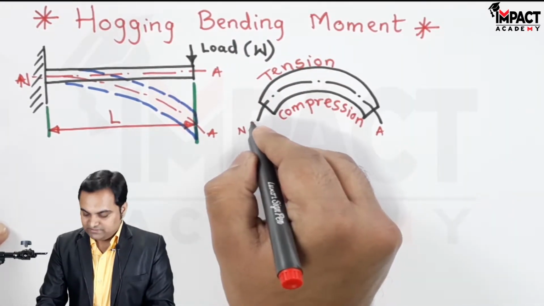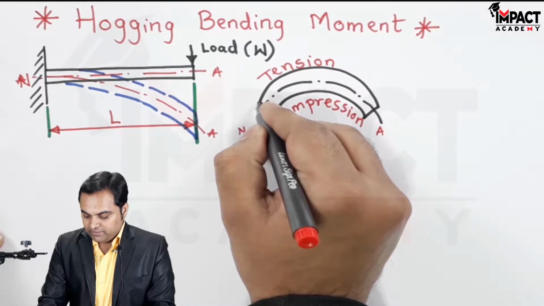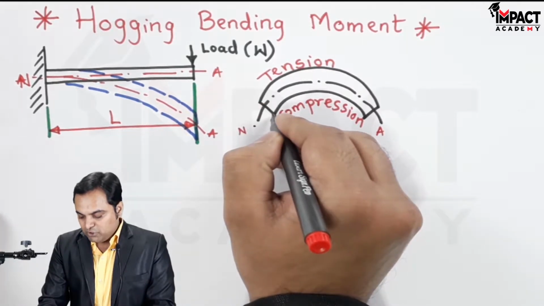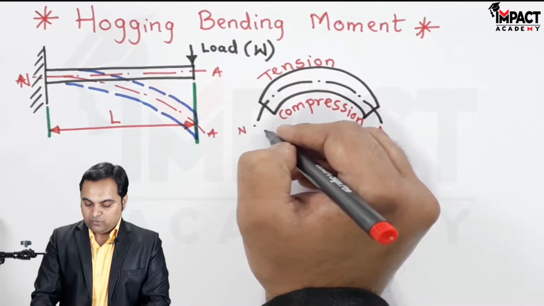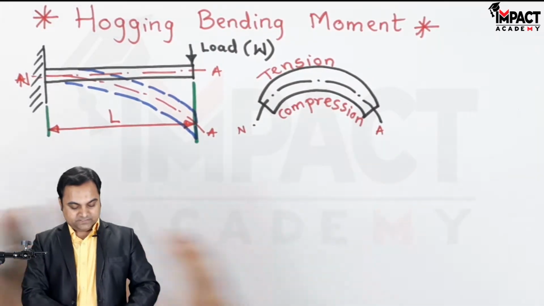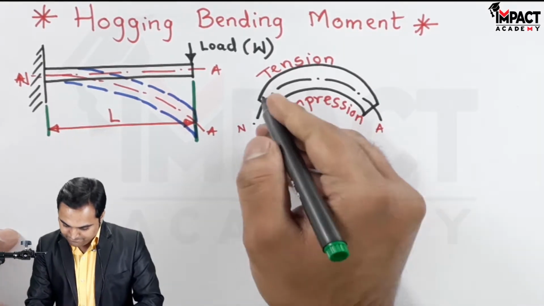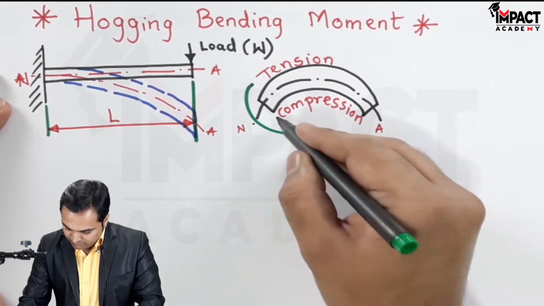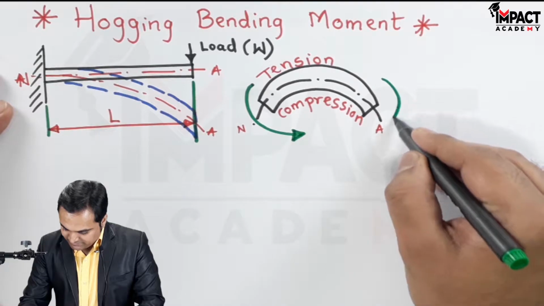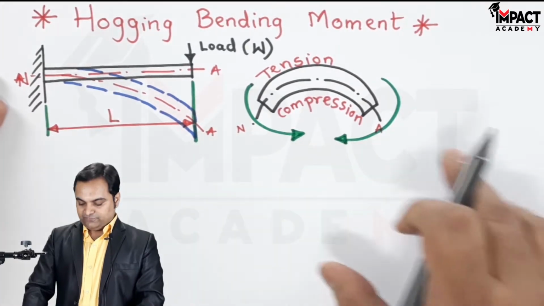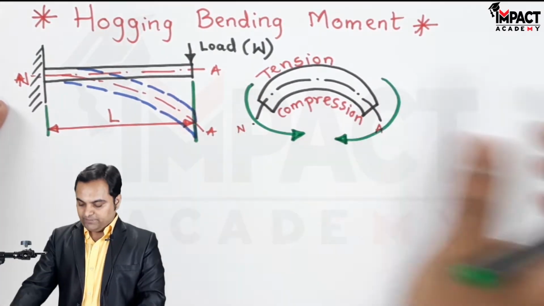So from the neutral axis up to the top, the layers would be denoted by YT, and below the neutral axis would be denoted by YC. And since the bending is in this way, it can be imagined that here the moments are acting along these directions. Because of that, there is the hogging bending moment.